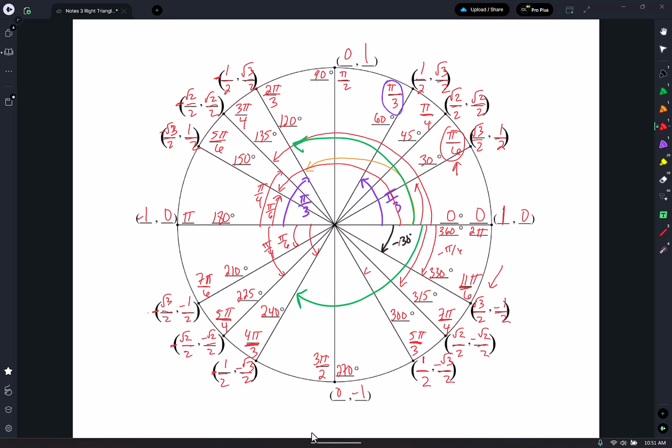Cosine of pi over 6, square root of 3 over 2. Cosine of 5 pi over 6, negative square root of 3 over 2. Cosine 7 pi over 6, negative square root of 3 over 2. Cosine 11 pi over 6, square root of 3 over 2. How are you doing this? You're a genius. No, I'm not.